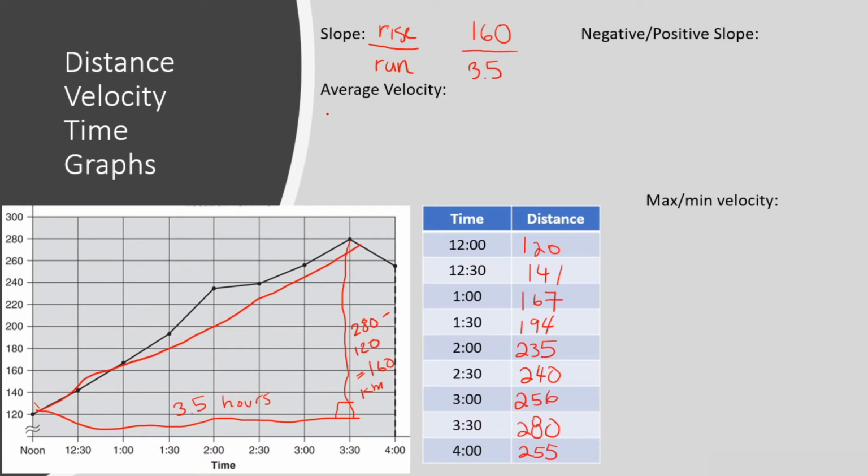Let's say we wanted to know the average velocity between 12 and 12:30. You can look at your graph, or I'm going to look at my table. Velocity is distance over time, or rise over run. At 12:30, I was at 141. At 12, I was at 120. So I want the difference, 141 minus 120, over the difference in time between 12:30 and 12 o'clock, which is half an hour, 0.5. So my average velocity between 12 and 12:30 is this math, which should give me 42 kilometers an hour.